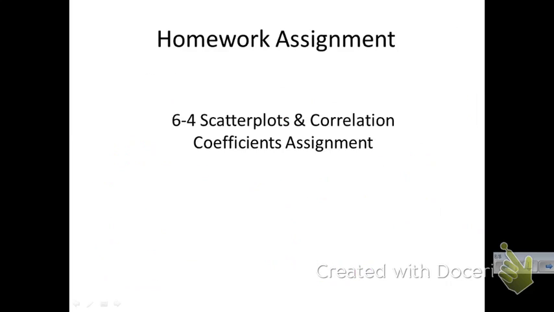Okay, that should help you with your assignment 6.4, scatter plots and correlation coefficients.